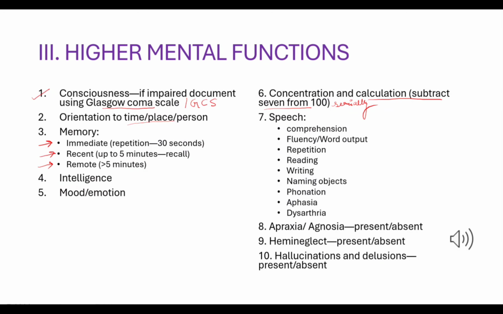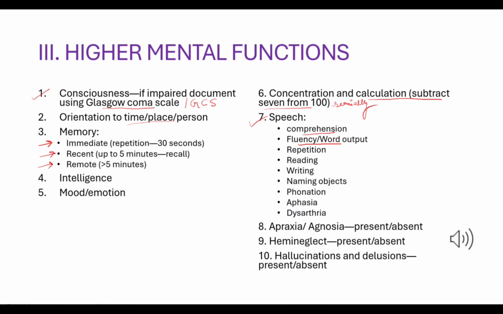Next is speech. Speech is a window into the dominant cortex. In this section of the proforma, we evaluate comprehension and fluency or word output. You need to ask questions like, can they understand you? Can they produce words smoothly? This is where we lay the groundwork to differentiate motor and sensory speech pathways.